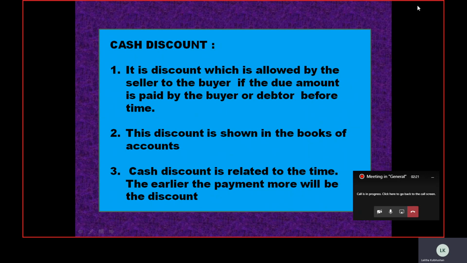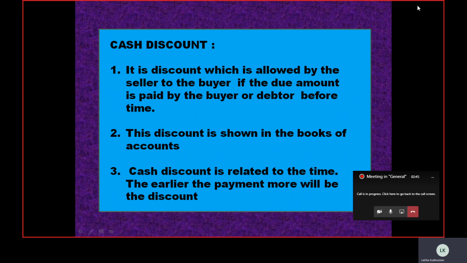As this discount is given at a later stage, that is the reason it is shown in the books of account. And this cash discount is related to the time aspect, because the more quickly the debtor makes the payment, the more discount he will be liable to get, if he is making the prompt or quick payment.